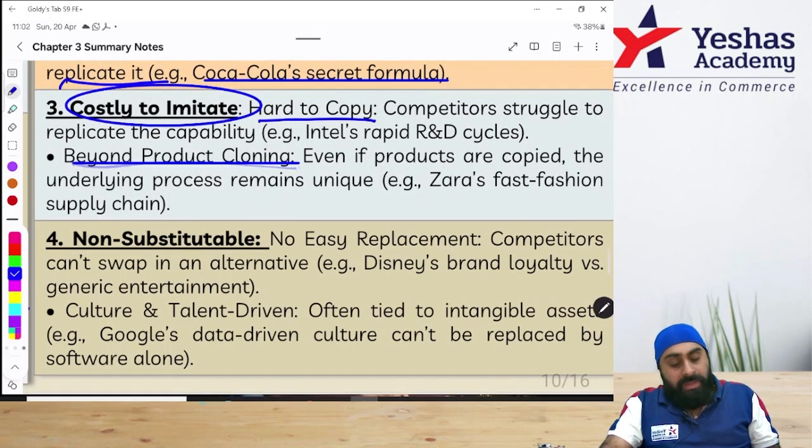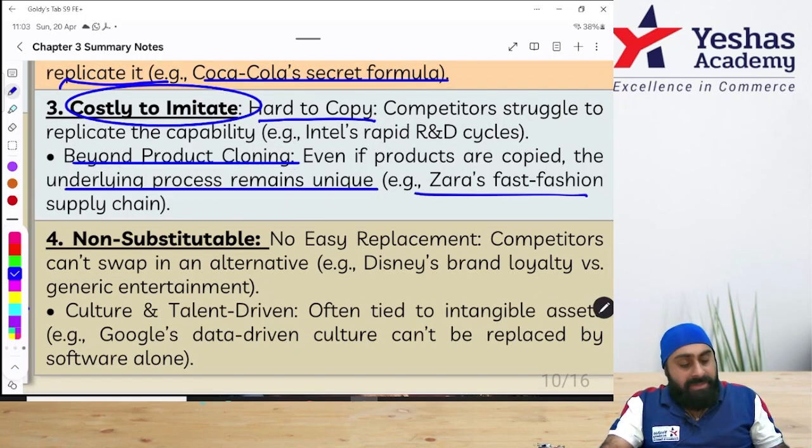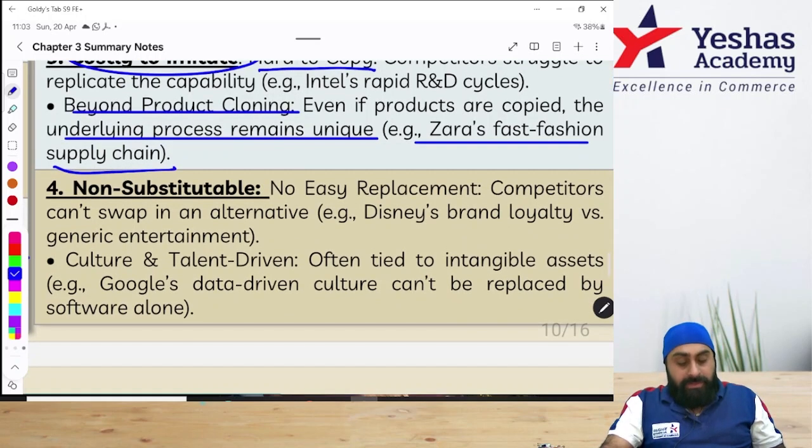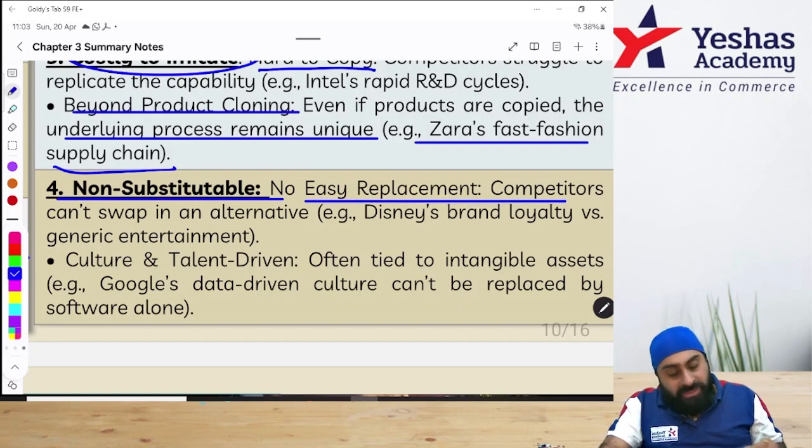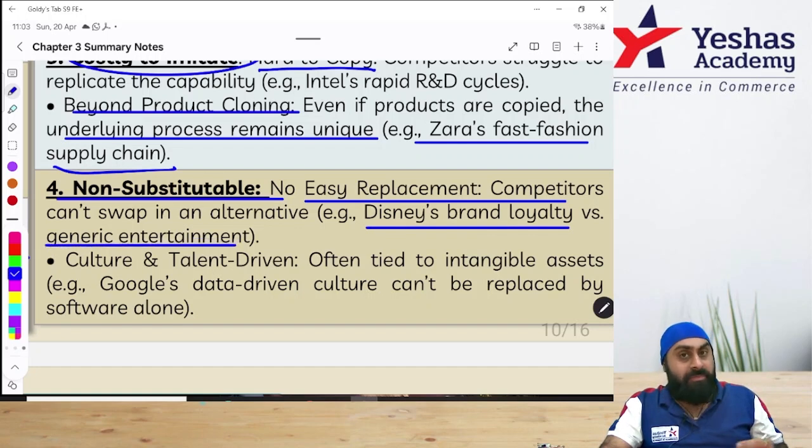Beyond product cloning, even if the products are copied, the underlying process remains unique. Example, Zara's fast fashion and supply chain. Non-substitutability. This is a very interesting part. No easy replacements. A company can't swap in an alternative. Example, Disney's brand loyalty versus generic entertainment cannot be replaced.